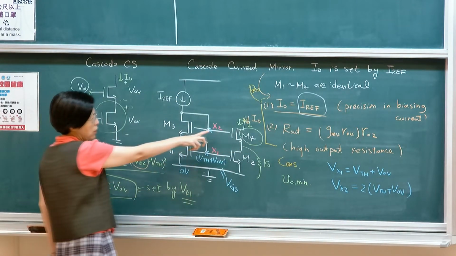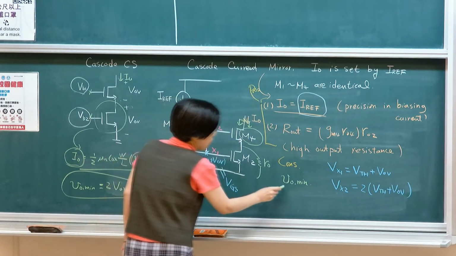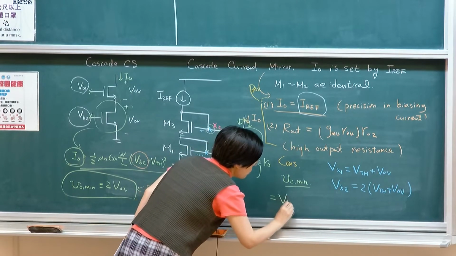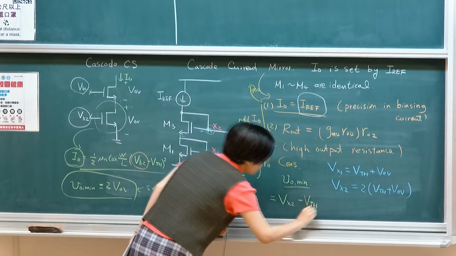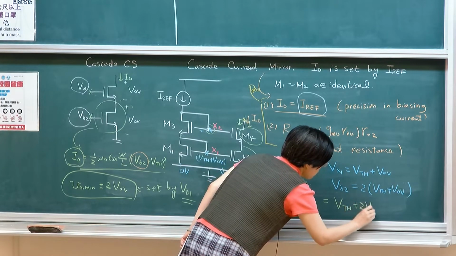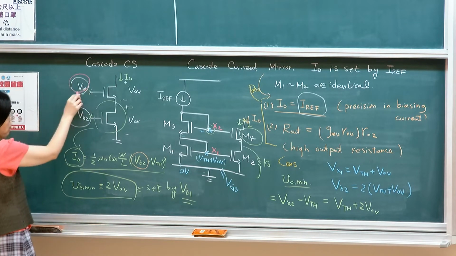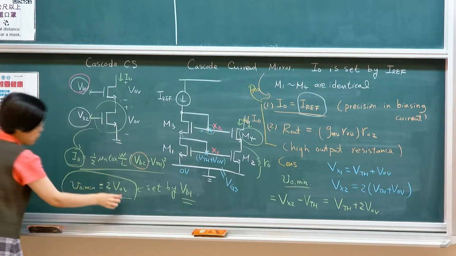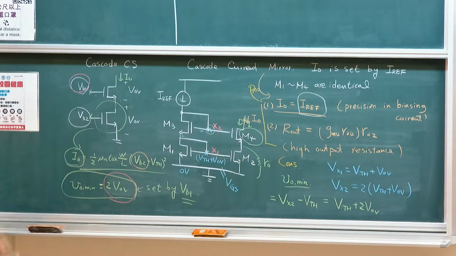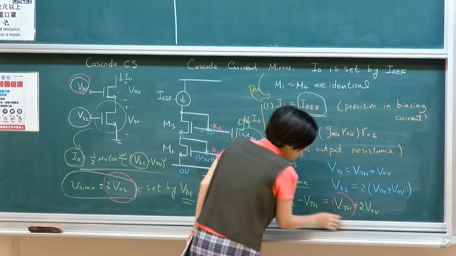Because you're forcing this X2 to a higher level, my VO minimum is actually set by this voltage. Remember, this is the same as VB2. So VO minimum is Vx2 minus a threshold. Therefore, the final result will be 1 threshold plus 2 VOV. So if you're looking at the circuit on the left, because I have freedom to set my VB1, my VOV can be lower. My VO minimum will be lower in the case on the left. But for the cascode amplifier, you can see that it is actually 1 threshold higher.